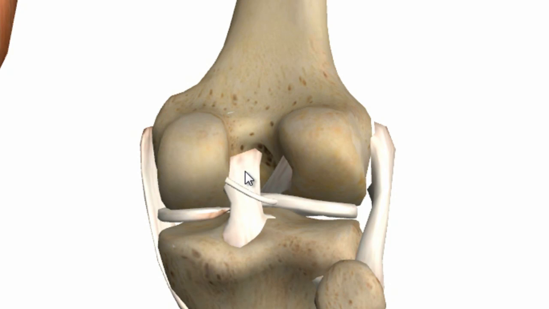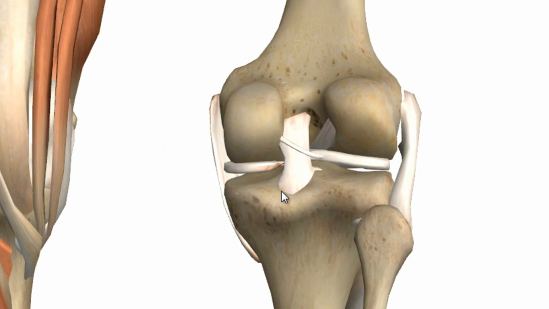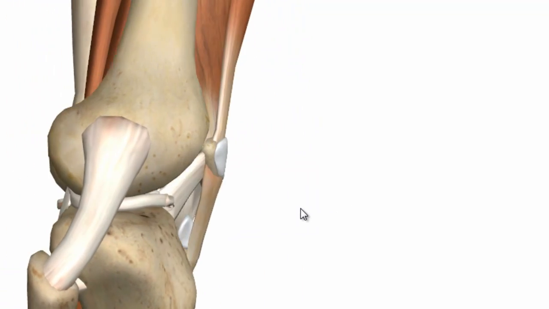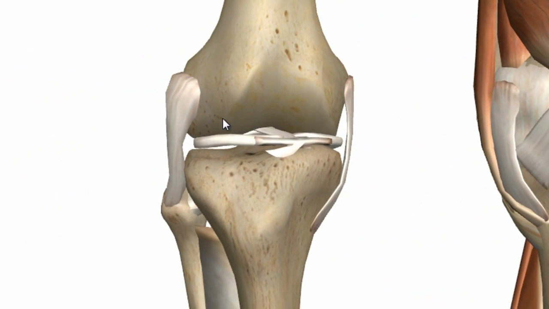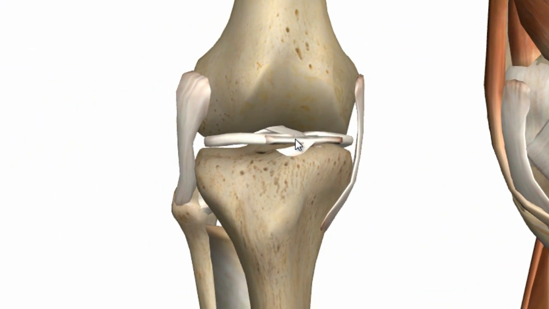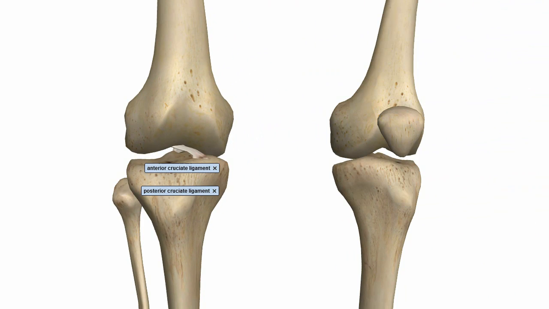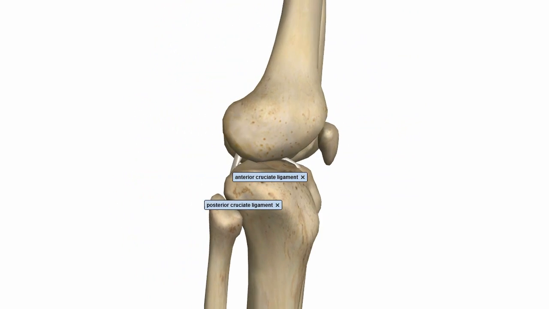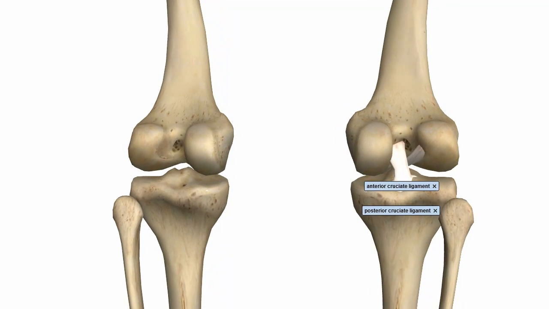The posterior cruciate ligament is called posterior because it attaches posteriorly on the intercondylar region of the tibial plateau, and if I rotate the model anteriorly, the anterior ligament attaches anteriorly in the intercondylar region of the tibial plateau. I've just isolated the ligaments so you can see them a bit more clearly now. You can see how they cross over at the back here.